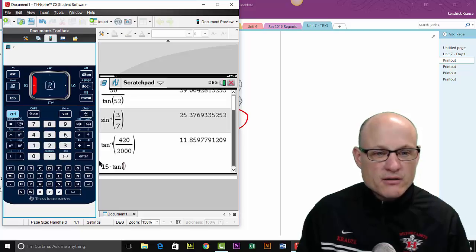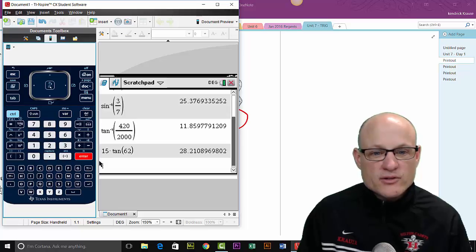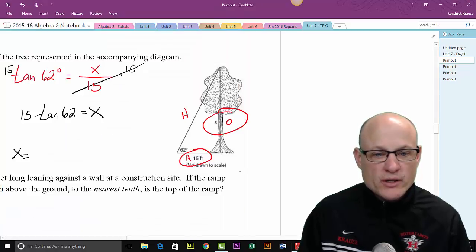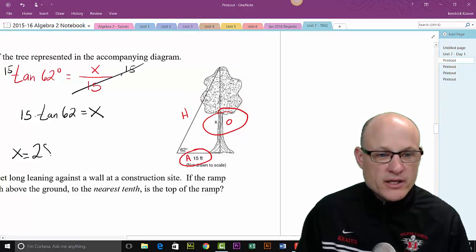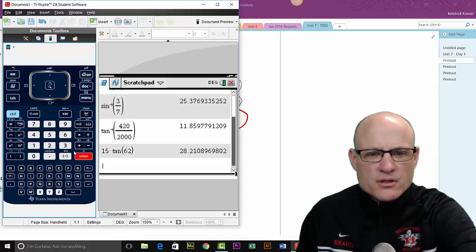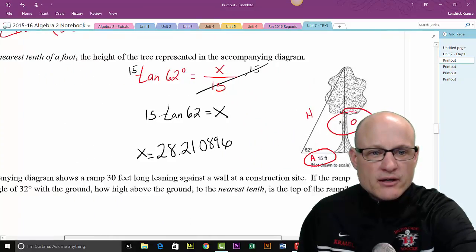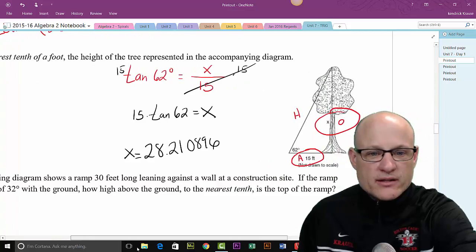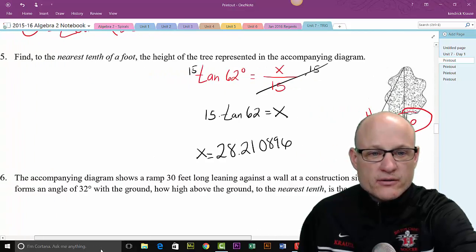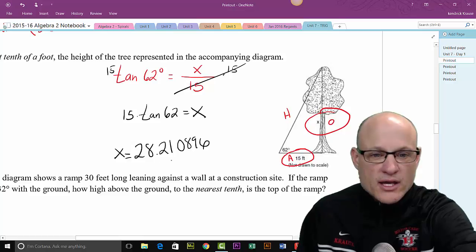Gotta love my calculator. Sixty-two on my computer, probably going to crash. Sixty-two is 28.21 degrees, so theta equals 28.210896, rounded to the nearest tenth of a foot. So x equals 28.2 feet.